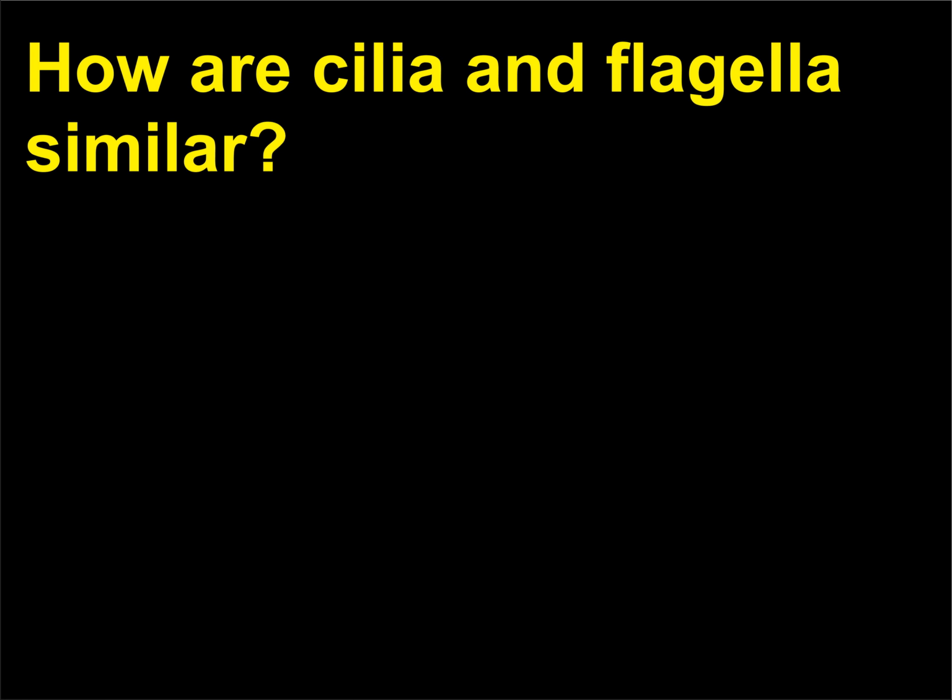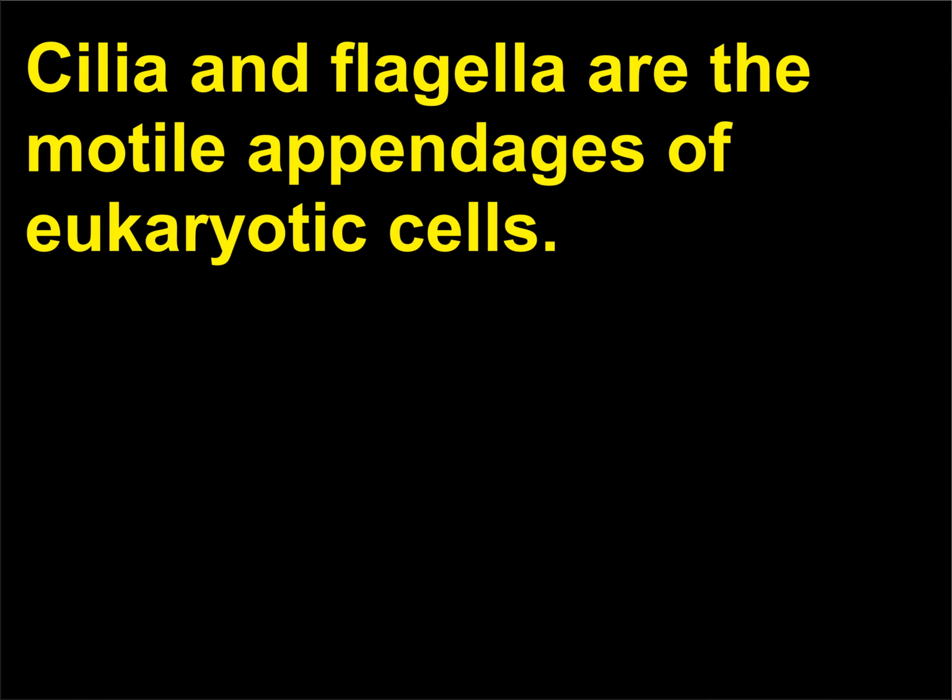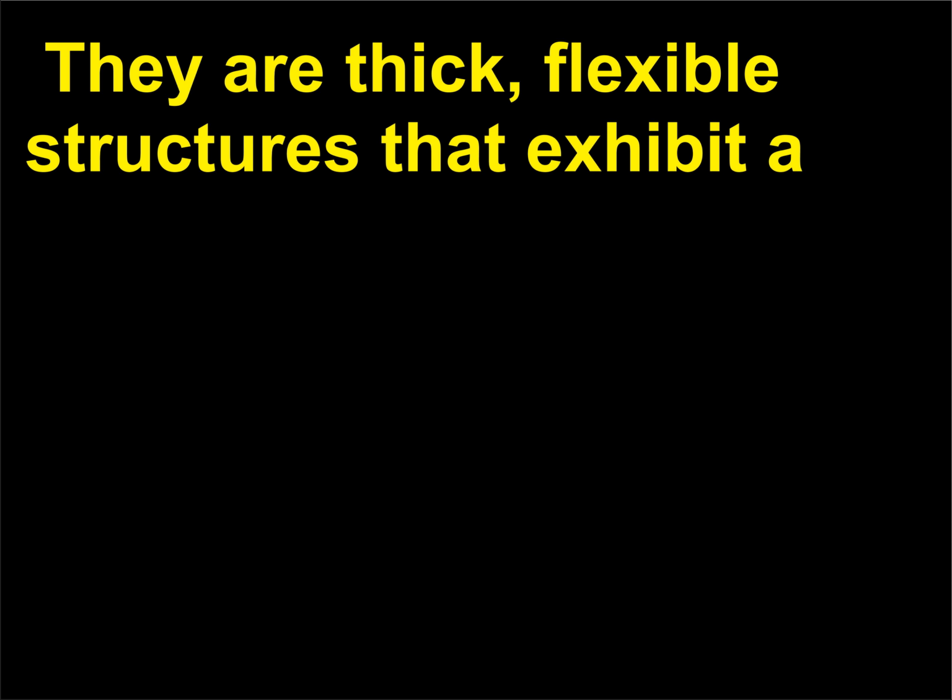How are cilia and flagella similar? Cilia and flagella are the motile appendages of eukaryotic cells. They are thick, flexible structures that exhibit a beating motion and project from the surfaces of many cells.